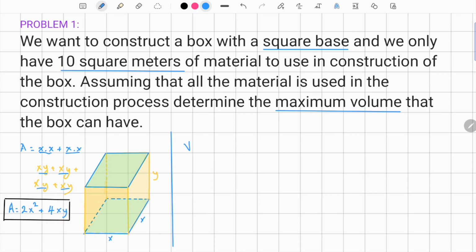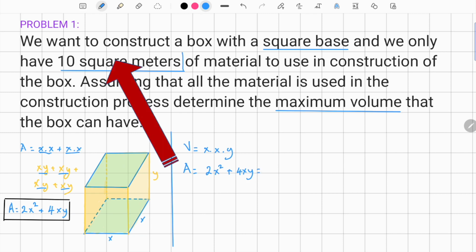Let's remember the formula of the volume, which is the area of the base, in this case x squared, times the height, which is y. Now let's rewrite the area that we found earlier, and if you remember very well, the constraint that we had from here is 10.